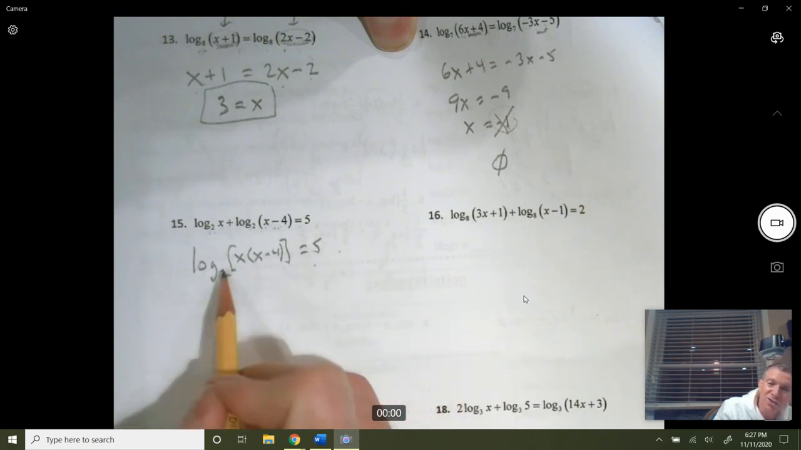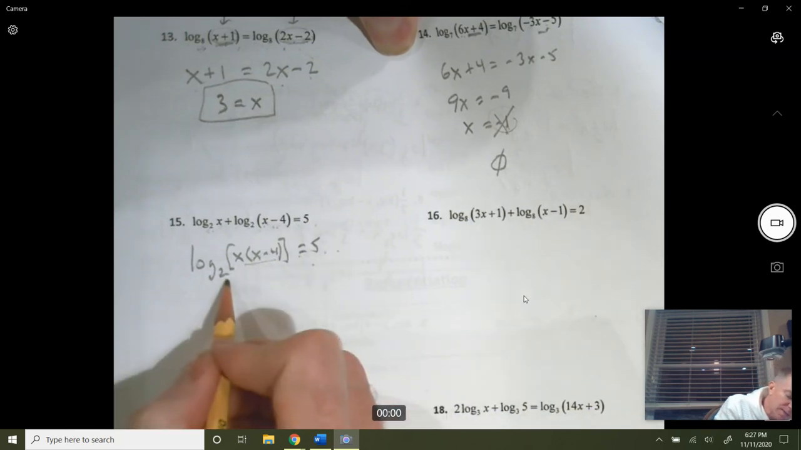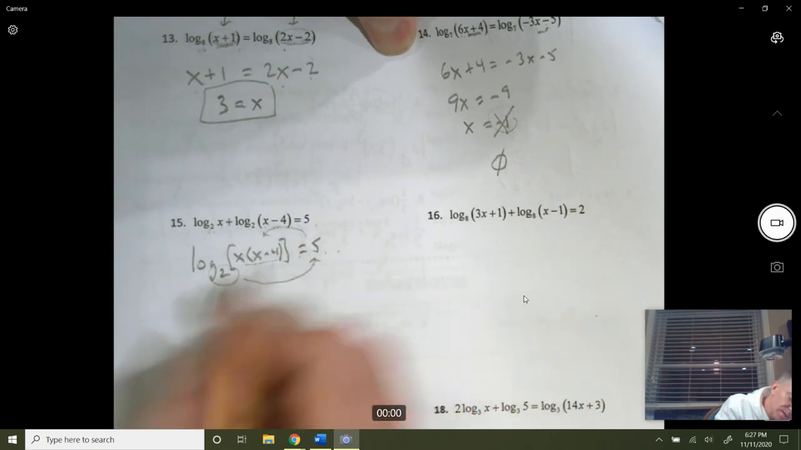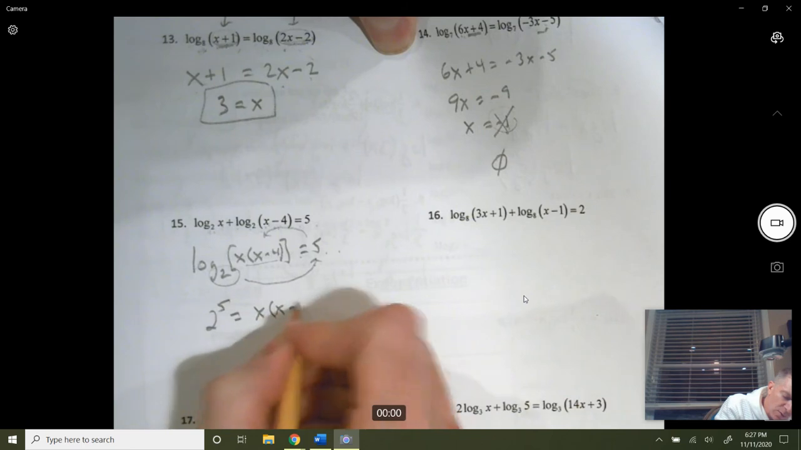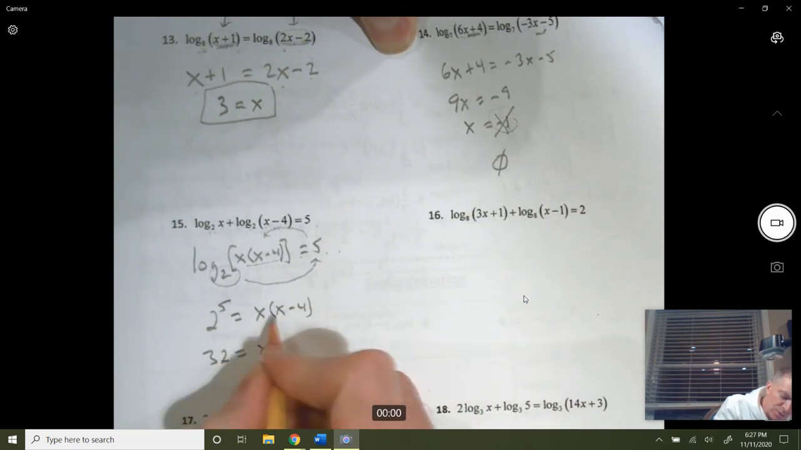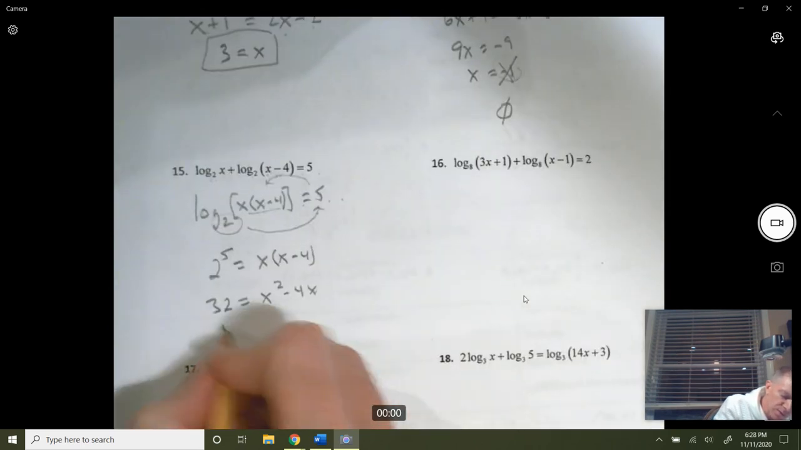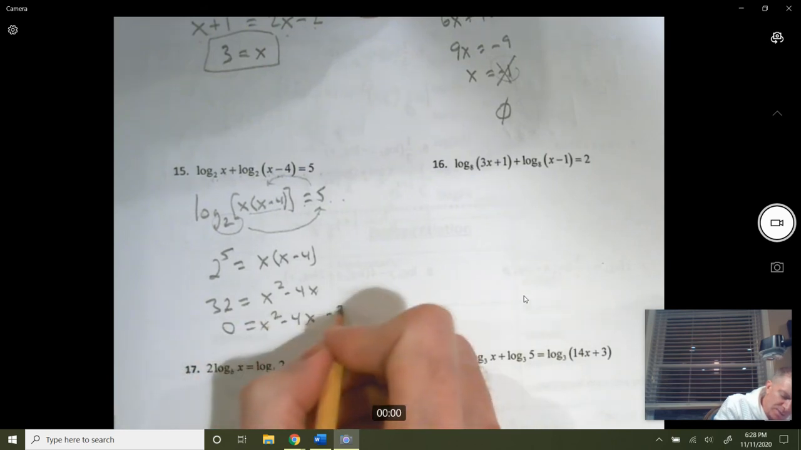A log statement on one side, a constant on the other. Okay? We can turn this into an exponential function. Remember, log base 2 of this thing equals 5 means we can start with the base. 2 raised to the 5th is equal to this. 2 raised to the 5th is equal to x times x minus 4. So 32 is equal to x squared minus 4x. So 0 equals x squared minus 4x minus 32.